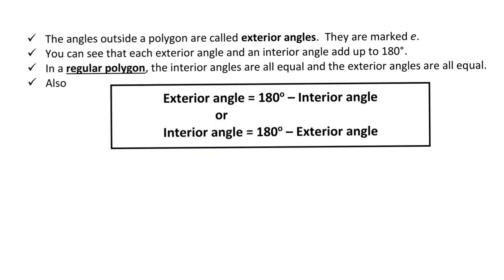So the angles outside a polygon are called the exterior angles. They were marked E, and we could see that each exterior angle and interior angle was in a straight line, so they add up to 180 degrees. In a regular polygon, the interior angles are all equal. Therefore, if the interior angles are all equal, the exterior angles are also all equal. So to work out the exterior angle, we do 180 minus the interior, or if we were wanting to find the interior, we could take the exterior away from 180.